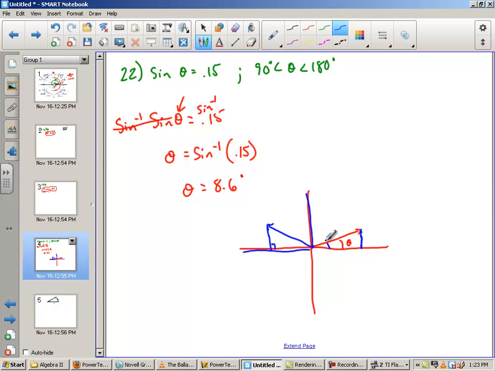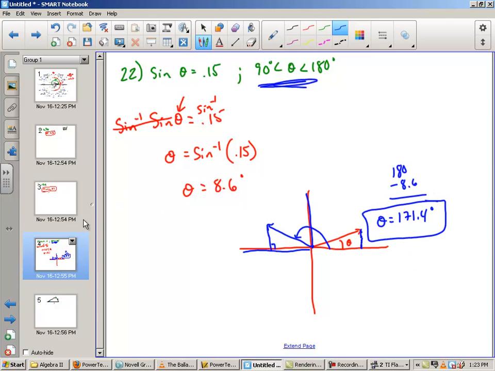And so the question that they want is, how big is this angle that it would take to get there? From 0, how far would I rotate? Well, since this is 8.6 down here, if I take 180 and I subtract 8.6, I will get 171.4. Is that in the region they asked? Yes, it is. So that will be my theta. Just a little reflecting to do here and there.